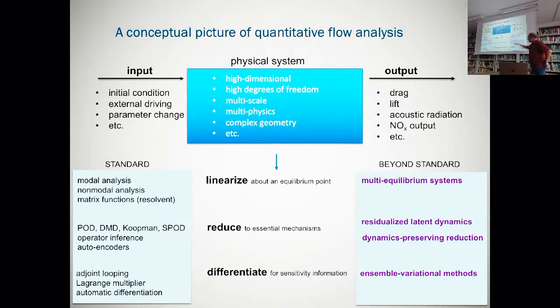The second tool will be on the model reduction side. So I'm going to show you how to residualize the latent space dynamics once you have an extreme truncation. You go for an extreme truncation of the dynamic system. What do you do then to keep the truncated system stable? And I have to show you a new technique that is dynamics preserving reduction. So this is a very specific model reduction technique that preserves the temporal dynamics of your snapshot spaces.